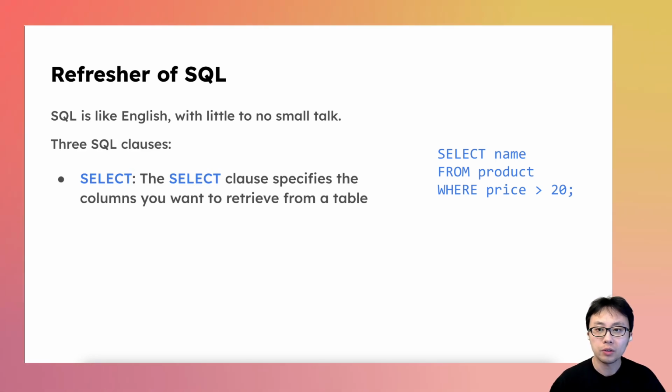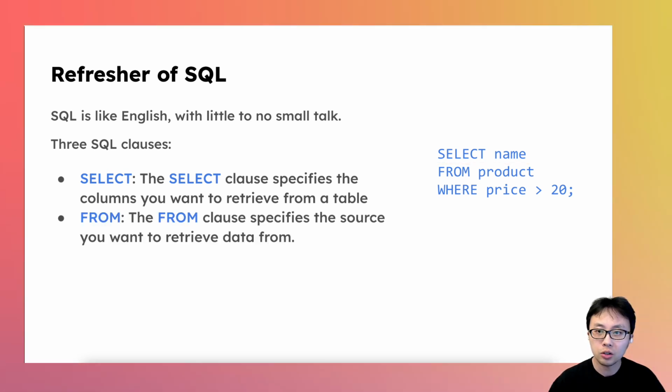First, the select clause allows you to specify the columns you want to retrieve from a table. In this query, you only asked for the name column. As a result, the select clause was select name. Second, the from clause specifies the source that you want to retrieve data from. By source, I mean one or more tables. In this query, you only asked for the data from the product table. As a result, the from clause was from product.